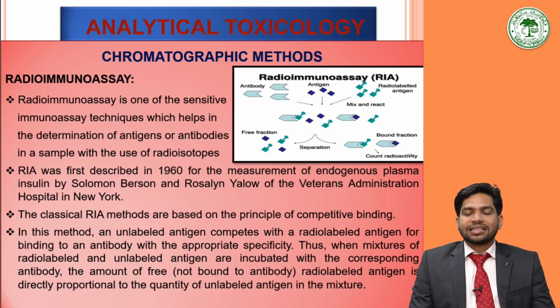Radioimmunoassay was first described in the 1960s for the measurement of endogenous plasma insulin by Solomon Berson and Rosalyn Yalow of the Veterans Administration Hospital in New York. The classical radioimmunoassay methods are based on the principle of competitive binding.